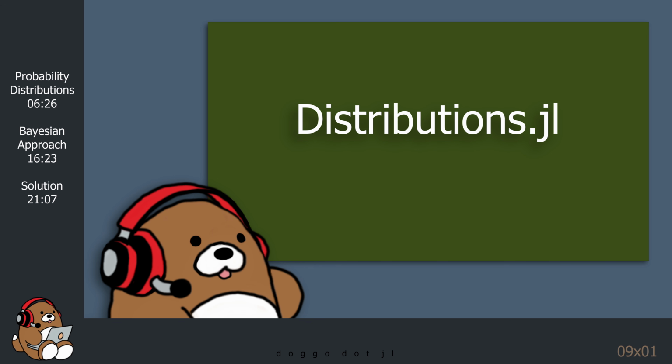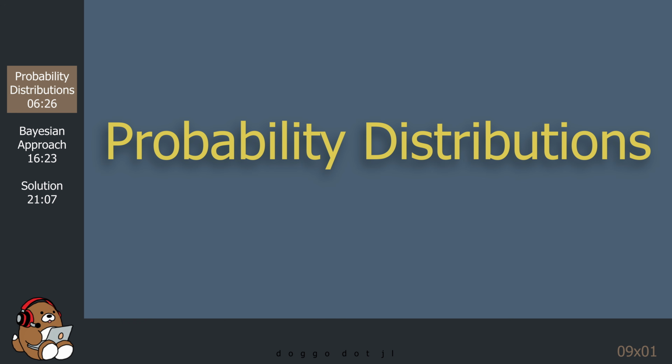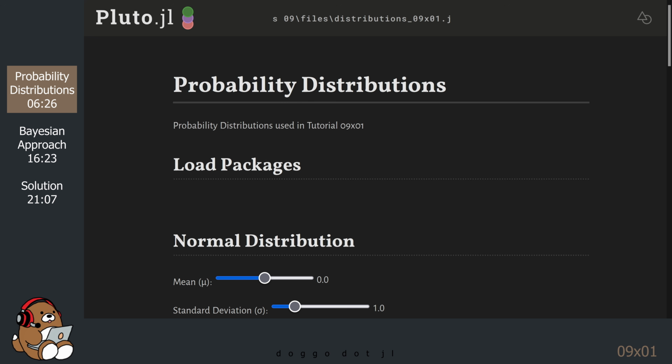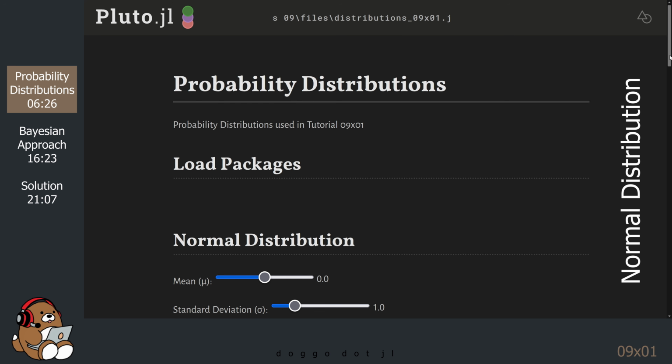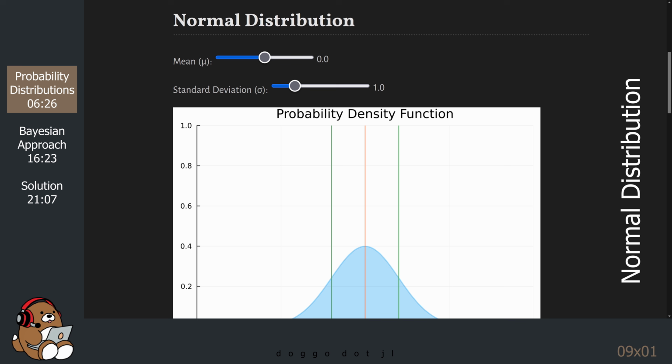Now, before we can tackle the problem for this tutorial, we need to get a crash course on probability distributions. In the interest of time, I've prepared a Pluto notebook that shows the probability distributions that we need for this tutorial. You can find a copy of this Pluto notebook in my GitHub repository. There's a link to my GitHub repo in the description below. The first probability distribution is the normal distribution, which is the hello world of probability distributions.